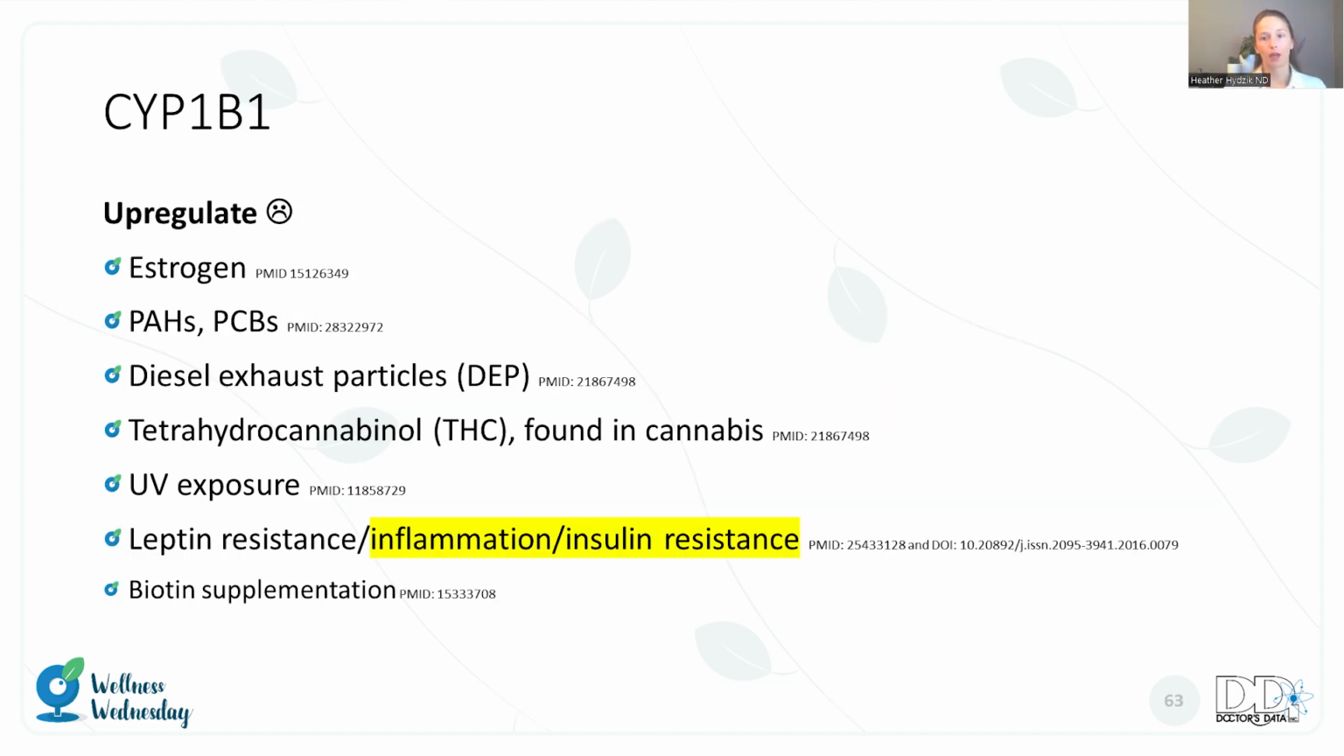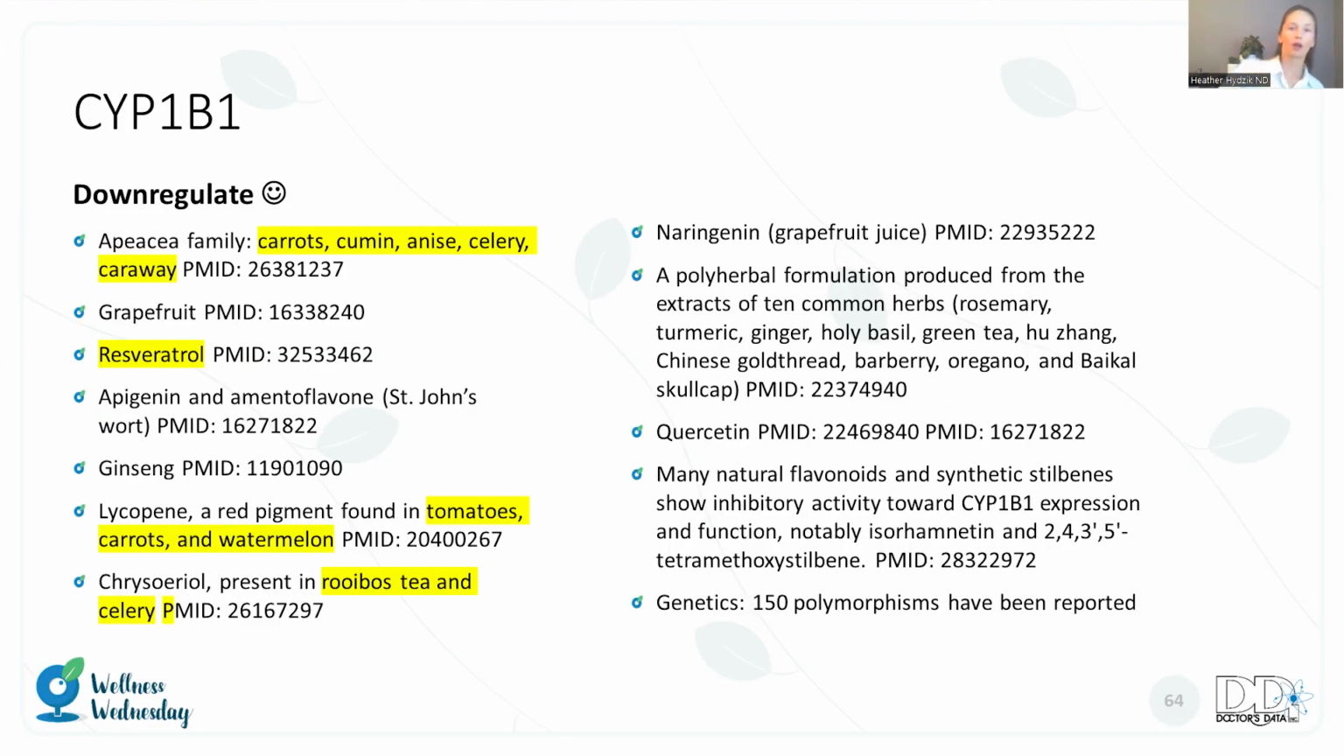And the enzyme can be upregulated by environmental toxins, UV exposure, cannabis, biotin, and insulin resistance. So it's a good idea to avoid biotin supplementation prior to testing. Downregulation is usually the goal with this enzyme, allowing more estrogen to go down the 2-hydroxy pathway. Beneficial foods would include carrots, celery, grapefruit, tomatoes, rooibos tea, resveratrol, and quercetin. So I do believe tomatoes were mentioned for upregulating 1A1, and then they downregulate 1B1.